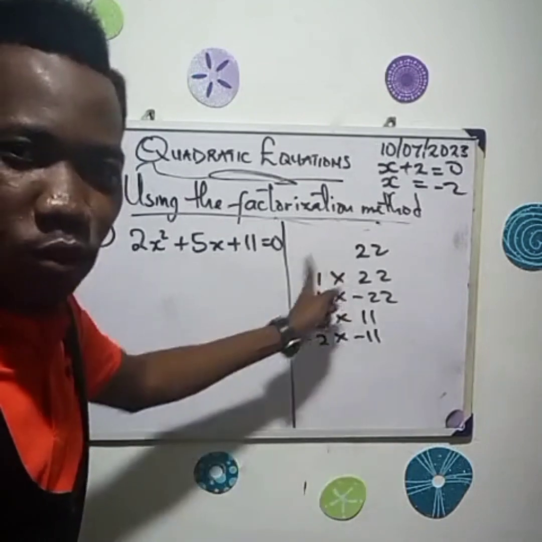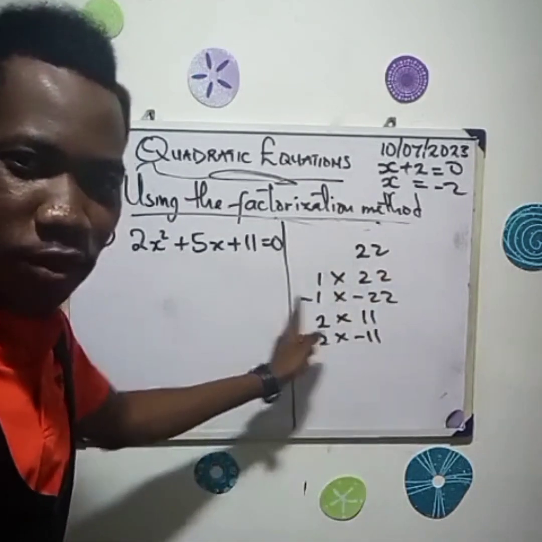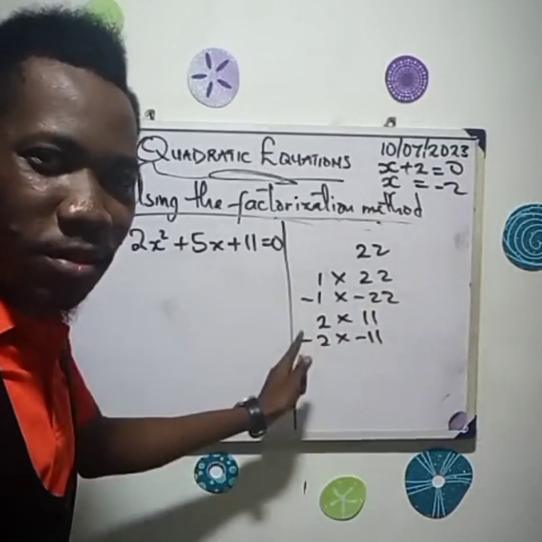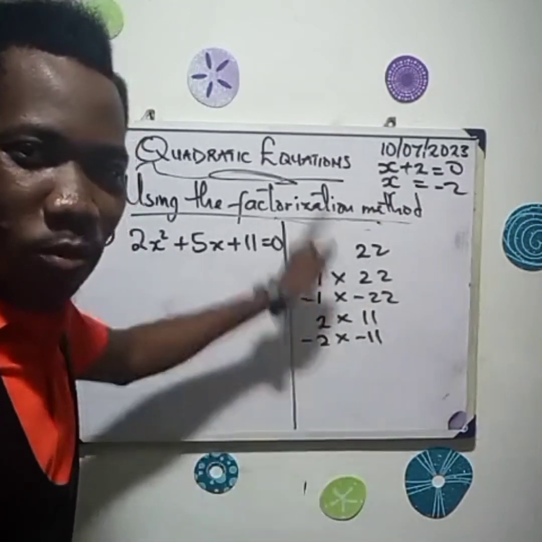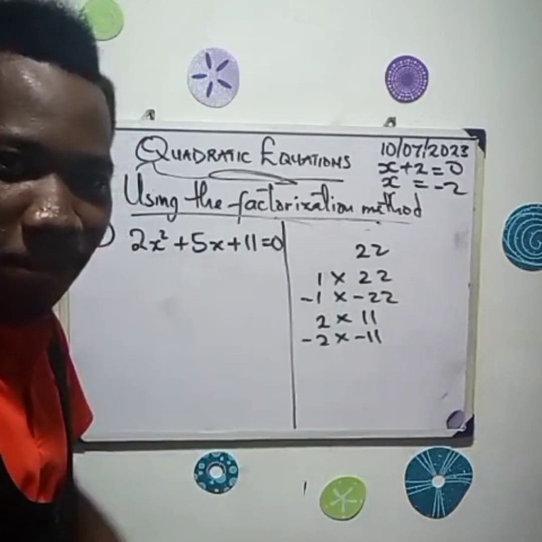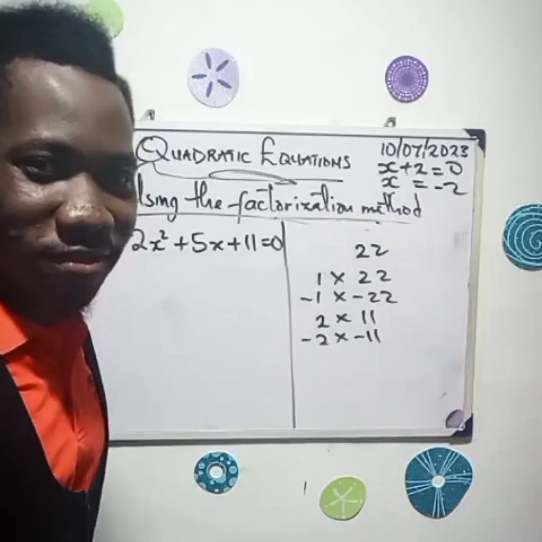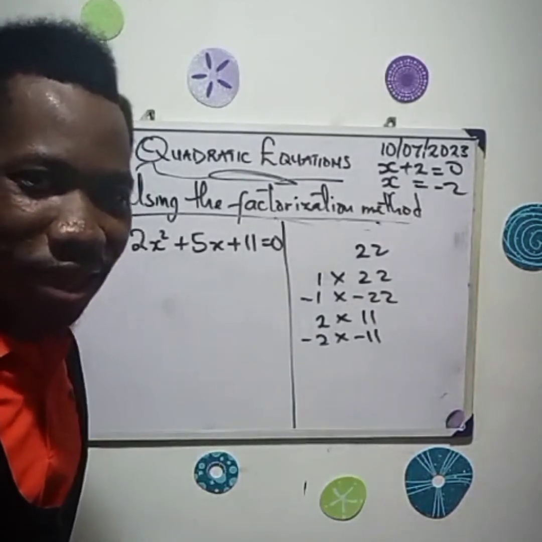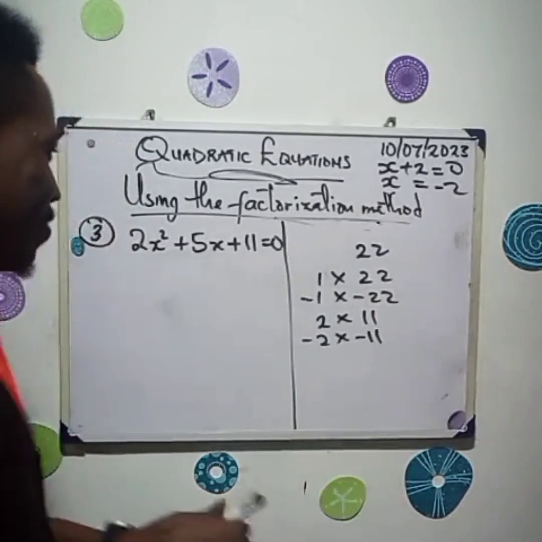Is it 1 plus 22? Is it minus 1 minus 22? Is it 2 plus 11? Is it minus 2 minus 11? Which of them will give us plus 5? Some say none. Are you sure? Okay, let's check.